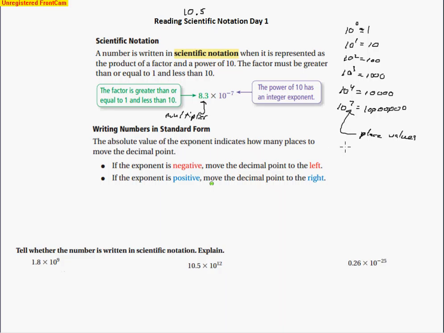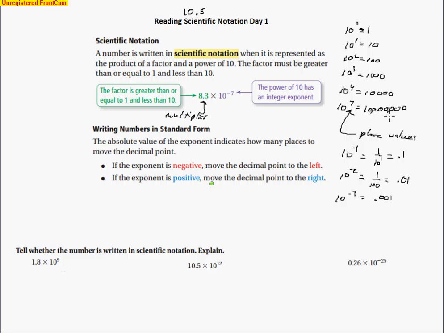Another thing we have to look at is negative exponents. Let's say it was 10 to the negative first. It's not a negative number. It represents the reciprocal of positive exponents. So it's 1/10, which means it's 0.1. If I had 10 to the negative second, that would be 100th, which represents 0.01. And then 10 to the negative third is going to be 1,000th, which is 0.001.